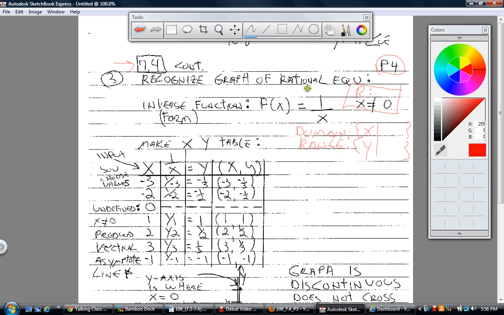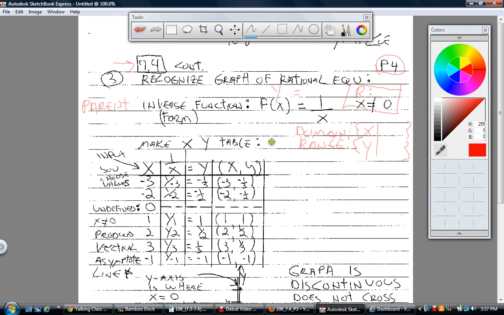Remember, rational means it's got a rational expression in it, and the simplest one you can have is just called the parent, f of x or y equals 1 divided by x. There's your variable x, and they call this the inverse function because look at this for a second. If x is 2, the output y would have to be 1 divided by 2, which is a half, and 2 and 1/2 are reciprocals of each other. So that's why they call it the inverse function.